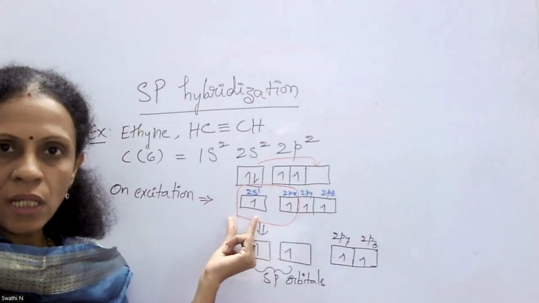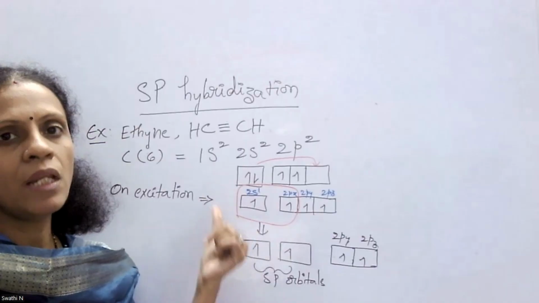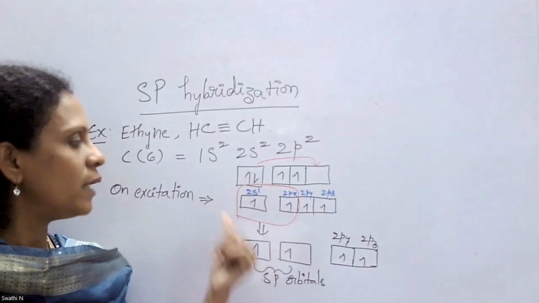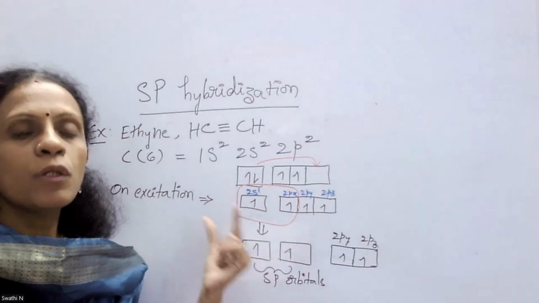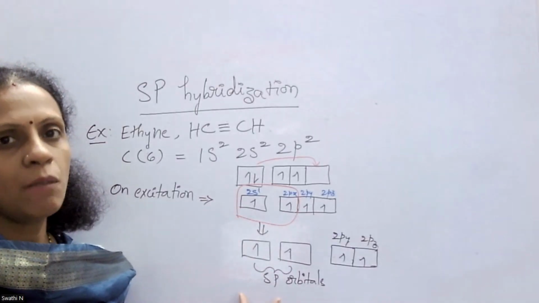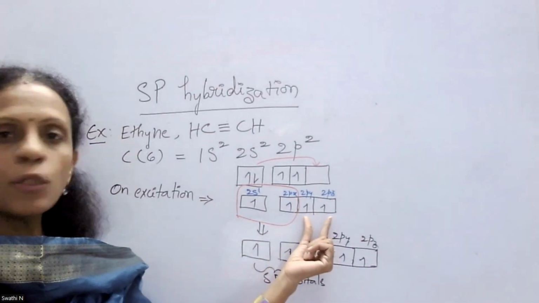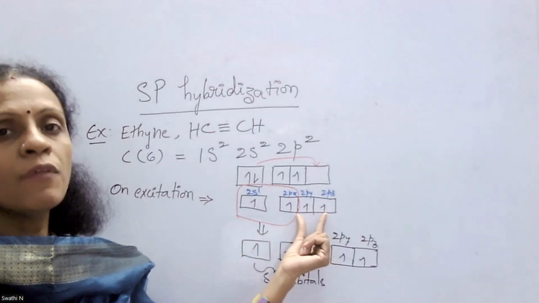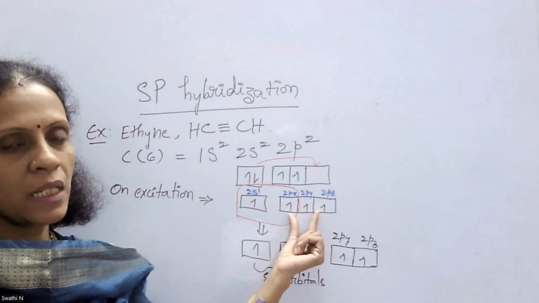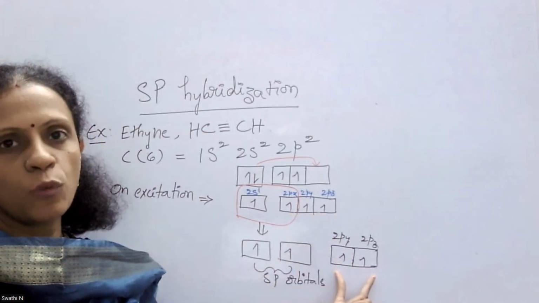So one s orbital and one p orbital will undergo hybridization. They will be intermixing so that we get two equivalent energy containing sp hybrid orbitals. This is how we get two sp hybrid orbitals, while the other two 2p orbitals will be unhybridized. They are not participating in the hybridization, so they will be left over as it is.